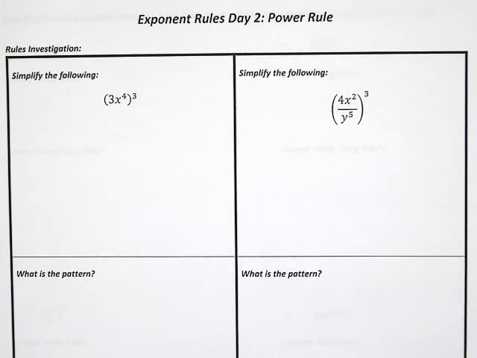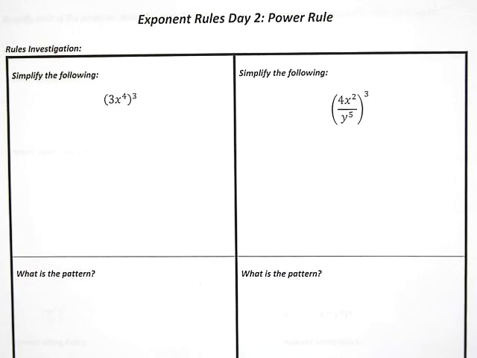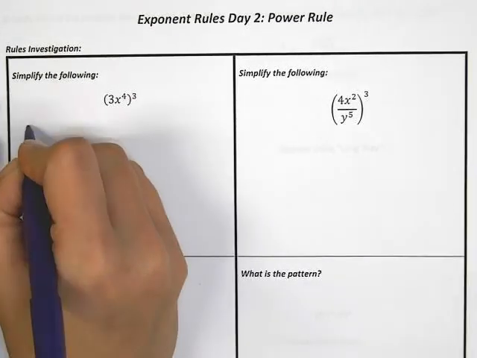Today we're going to be looking at our second day of exponent rules and exploring where they come from. This rule is called the power rule. What we're looking at is what you do when you have something that has an exponent and then it's being raised to another exponent. If we were to write this out the long way, here's what it would look like.